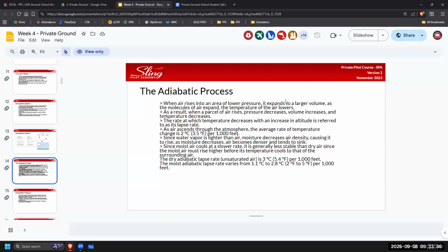The adiabatic process. So this again is a lot of words.